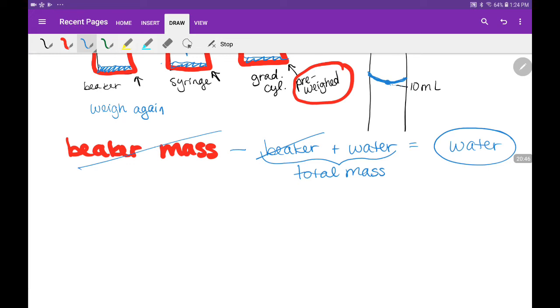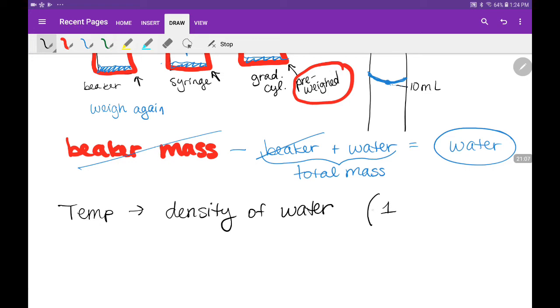Okay, and then you're going to have to take the temperature of the water on the day. And from the temperature of the water, we can look up the density of the water on a chart, because that's not something that we necessarily memorize. For most intents and purposes, it's going to be about 1 gram per milliliter, but there's going to be a whole bunch of decimals to make this very, very precise.